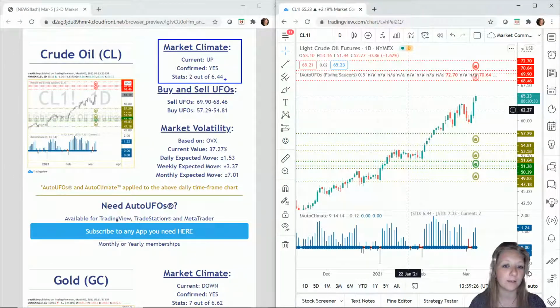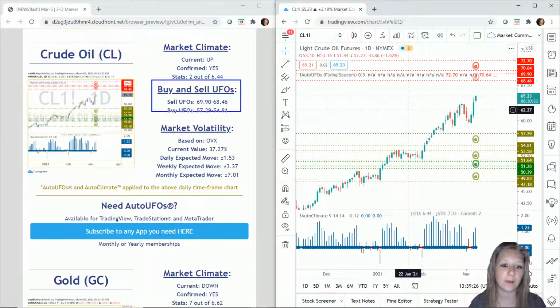Our stats tell us that normally this market would go up for 7 candles. Again, I'm rounding that up. So 7 days on this chart. So 7 candles on a daily chart is 7 days. And we are currently on candle number 2, meaning probability of a continuous move to the upside based on what usually happens here in this market.